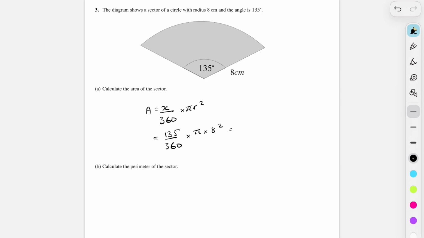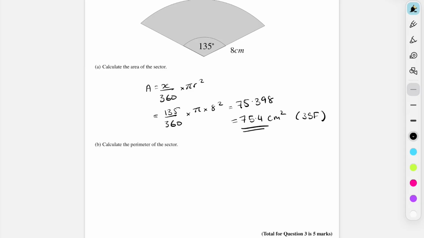If I type this into my calculator, I end up with 75.398. If I give that to 3 significant figures, that's going to be 75.4, and that's in centimetres squared. So the answer to this one is 75.4 square centimetres.